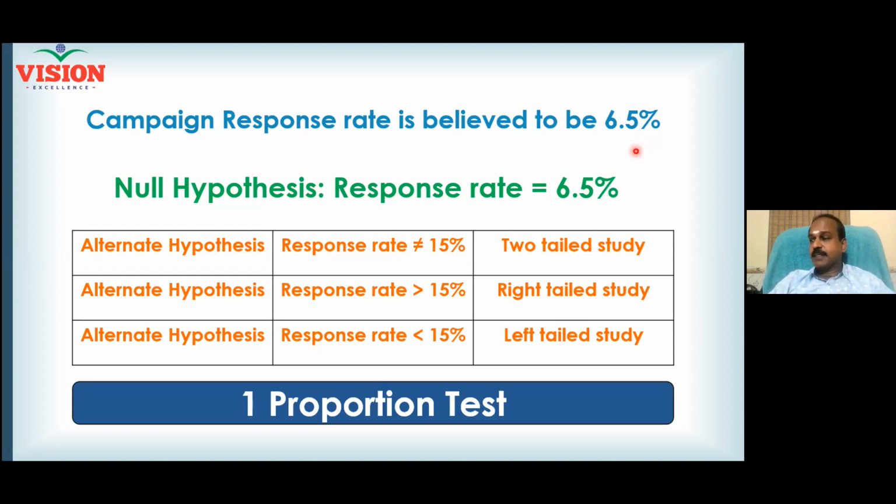It is proportion. Since you have compared the sample and verified an information, or a standard, that is called one proportion test. Only one sample you have taken. One campaign is tested and compared against the company standard. That is one proportion test. All of you understand?